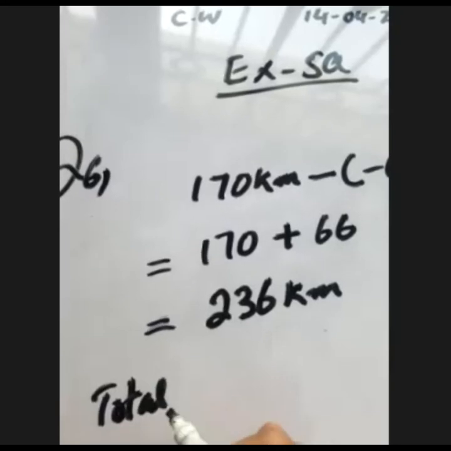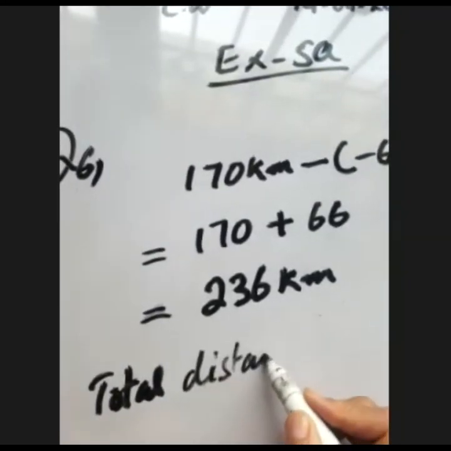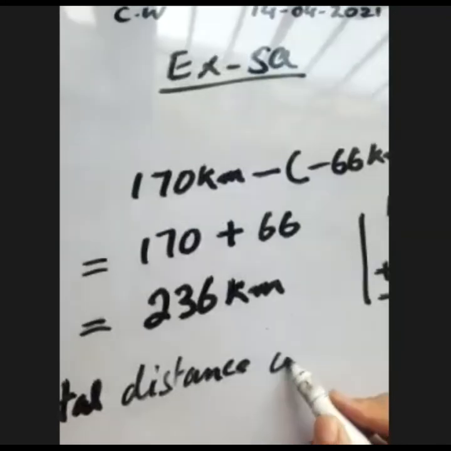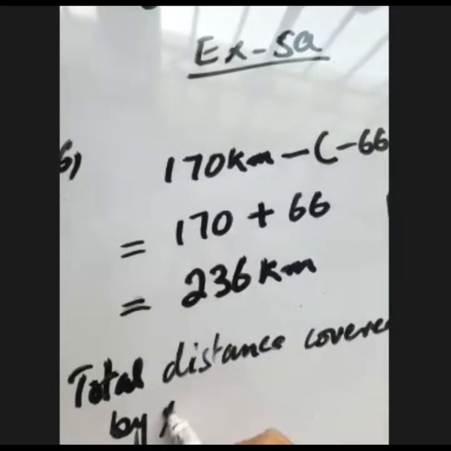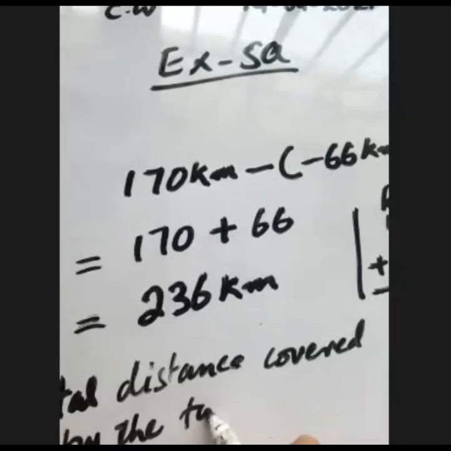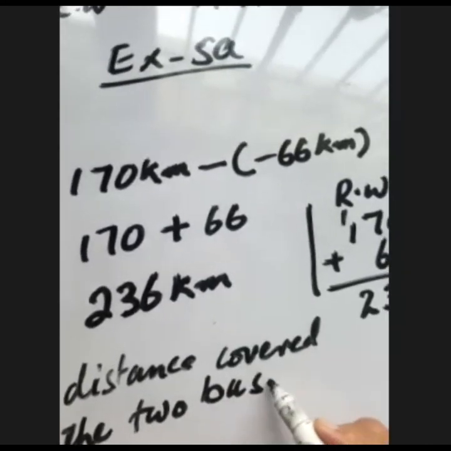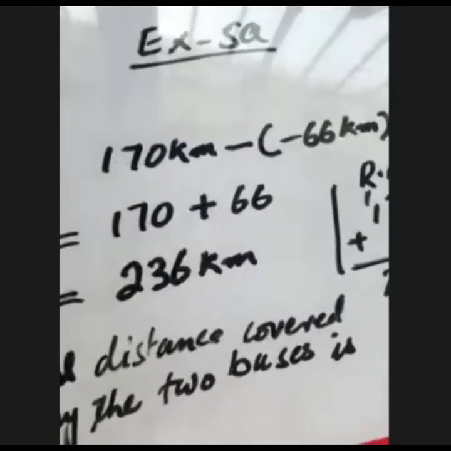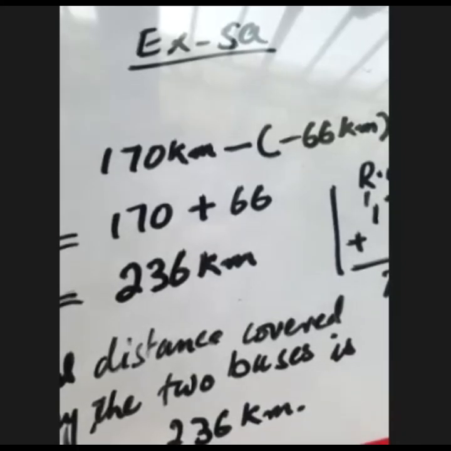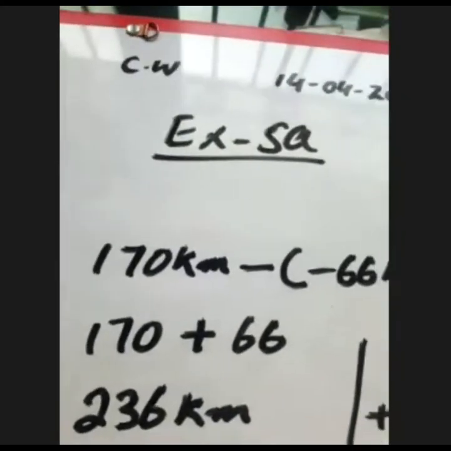Write down the statement in the end. Total distance covered by the two buses is 236 kilometers. This is the problem sum, question number 6.